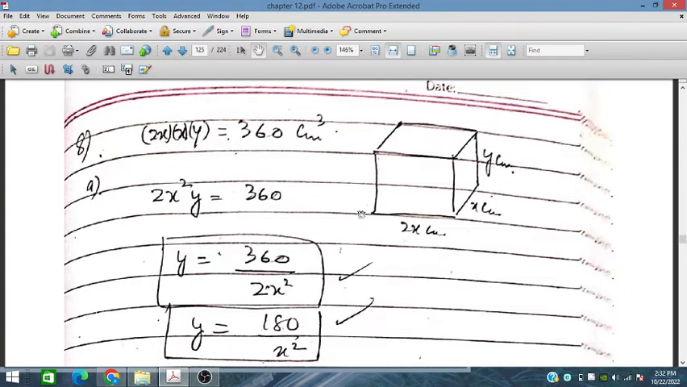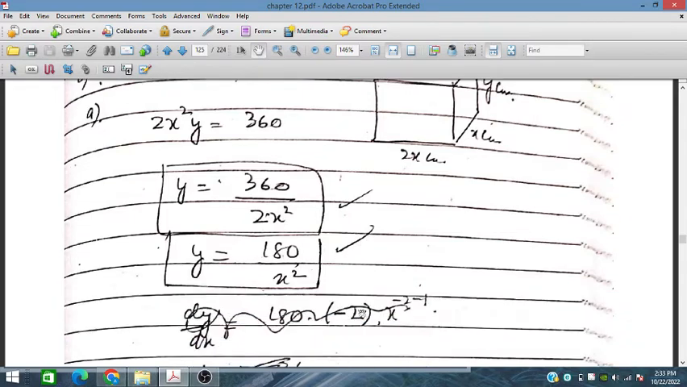So this is basically 2x, x and y, which is the volume of the system: length, breadth and height. So this is 2x square y is equal to 360 centimeter cube. So y is equal to 360 by 2x square. So this is 180 by x square.